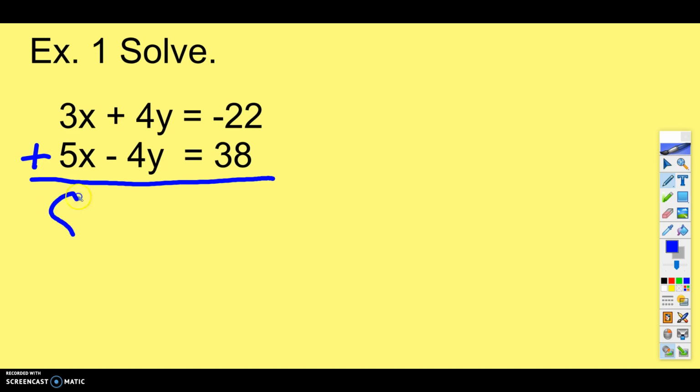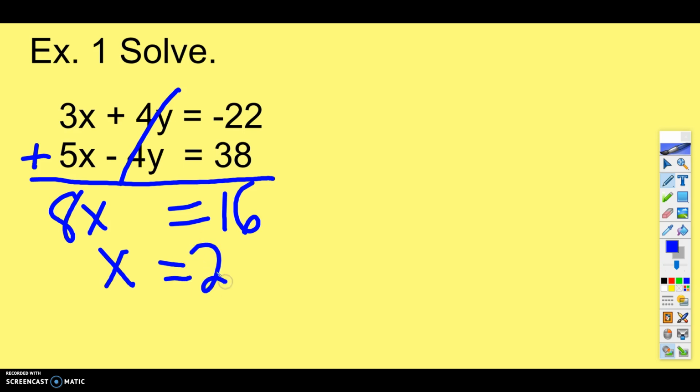3x plus 5x is 8x, and then right here, this is 0y. It's gone, it's disappeared. Therefore, you have all you need. You have 8x equals 16, and to save us time, because we can solve that, x equals 2.